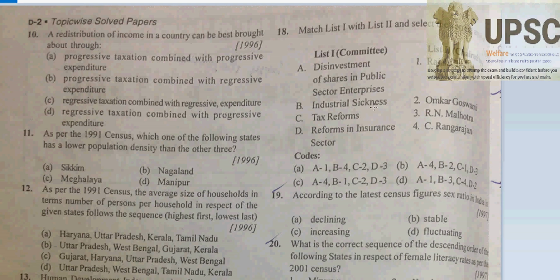First, the question on redistribution. It says that redistribution of income in a country can best be brought about through what? Progressive taxation combined with regressive expenditure. Remember that, because the question asks about redistribution of income, so definitely progressive taxation combined with regressive expenditure will be correct.